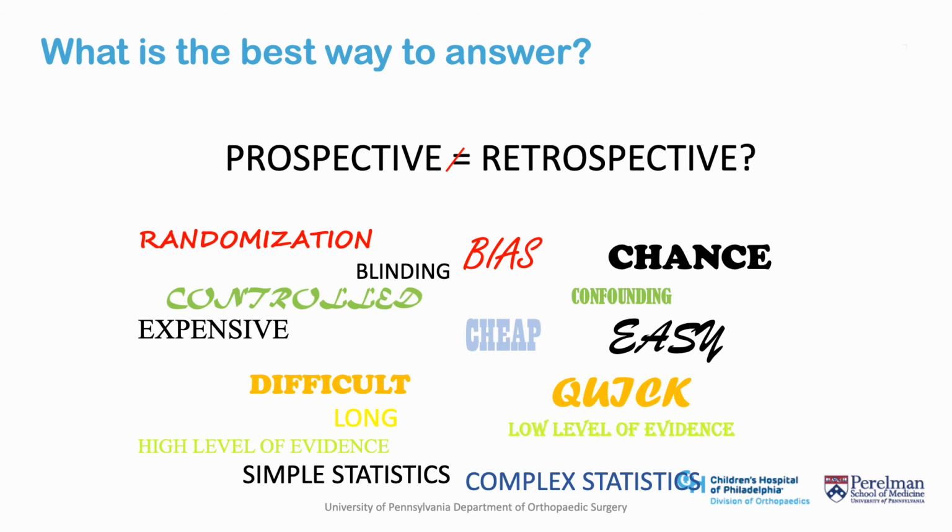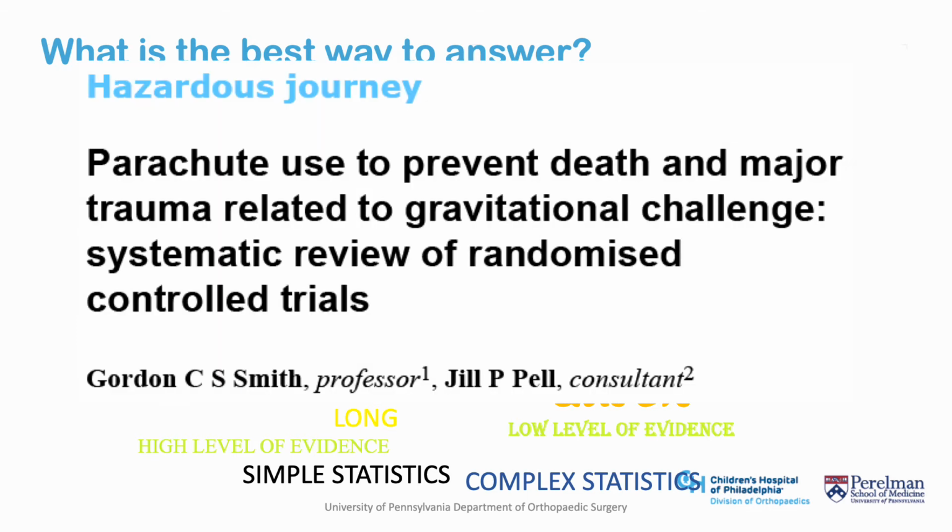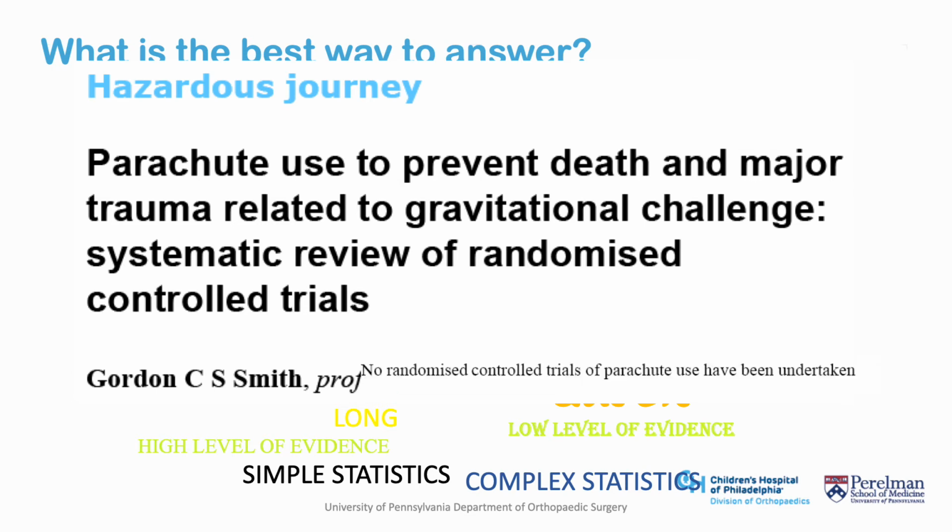However, it is important to note that not all studies require higher level evidence. Consider this quote-unquote study from the BMJ, Parachute Use to Prevent Death and Major Trauma Related to Gravitational Challenge, a systematic review of randomized controlled trials. Not surprisingly, they found that no randomized controlled trials had been undertaken of parachute use. This is clearly a joke, but the moral is not. Not all questions require, warrant, or would even benefit from a randomized trial.